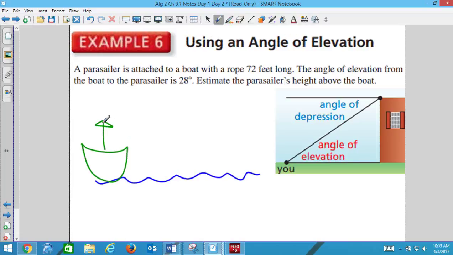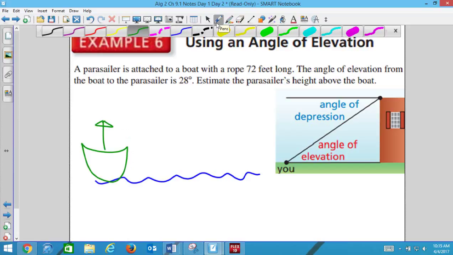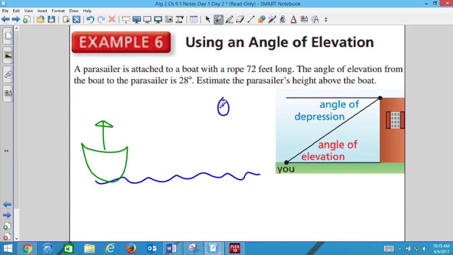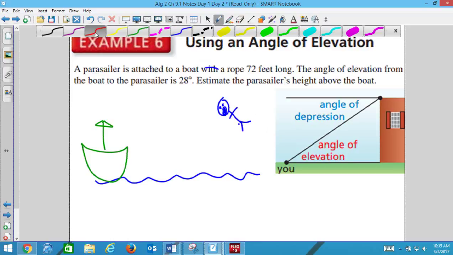A boat. And we have a parasailer. He's terrified. Is she falling?